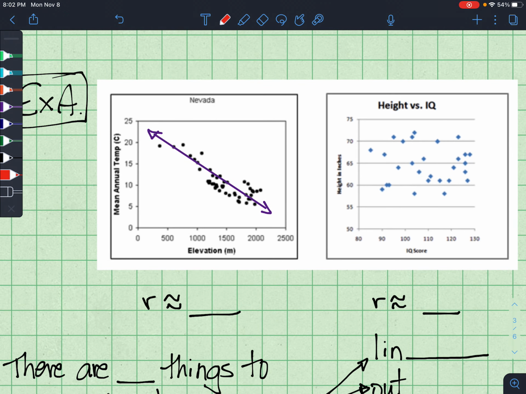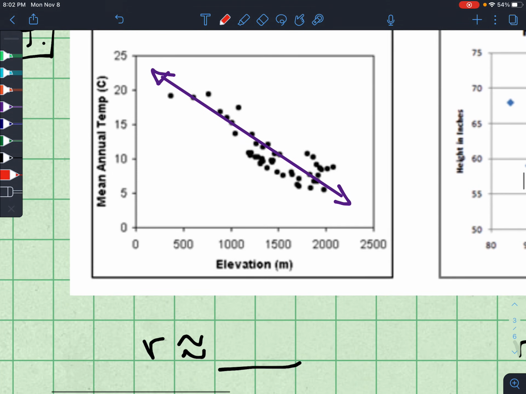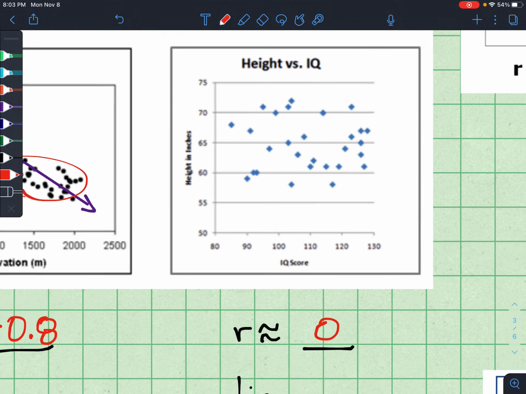We've got to be careful when we interpret here. Here we have elevation versus mean annual temperature in Nevada. So as the elevation increases, our mean temperature is decreasing. And so we can see that the R value is going to be a negative number. In this case, maybe -0.9, or maybe -0.8 would be even a better one, because we see that there's actually kind of a separation of values here. And in this case, again, IQ score versus height, R values all over the place. It's 0.